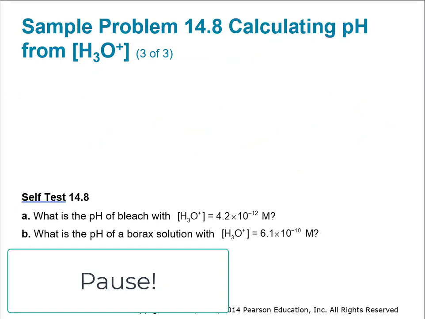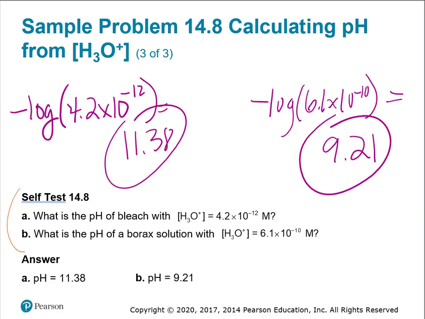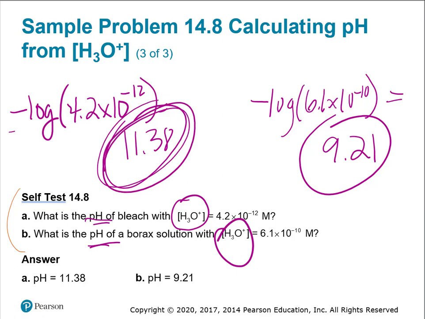In the last practice problems, why don't you pause here to try A and B. And we were told for both of these the hydronium ion concentrations. So to find the pH, we just take the negative log of that concentration. Check to make sure that your calculator gives you the same answer, 11.38 for A and 9.21 for B.